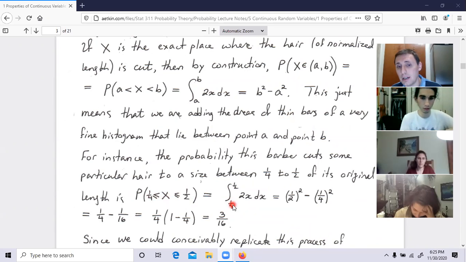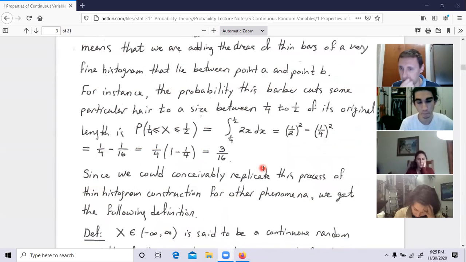I just integrate from 1/4 to 1/2 of 2x dx, and I will get 1/2 squared minus 1/4 squared, or 3/16. Okay, I integrate. Why? Because I'm just adding up all the thin rectangles between 1/4 and 1/2. The 2x just represents the elevation of those rectangles. Yes, as simple as that. You see, when you think of it, there's nothing deeply profound about it. You're just adding up areas of rectangles.